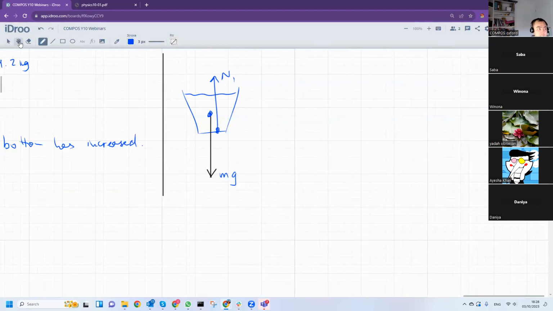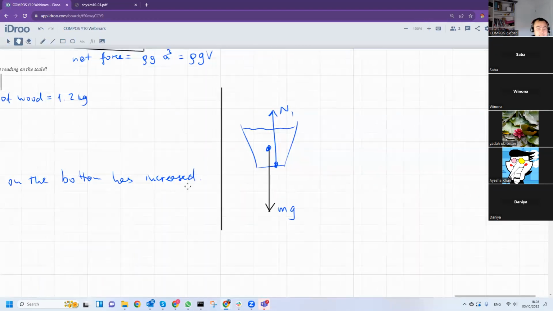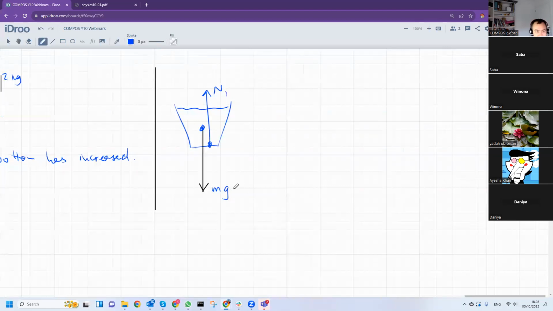So the mg is what? 9.6 kilograms, so that's about 960 newtons. That means this is also about 960 newtons. And this is the force that is being measured.